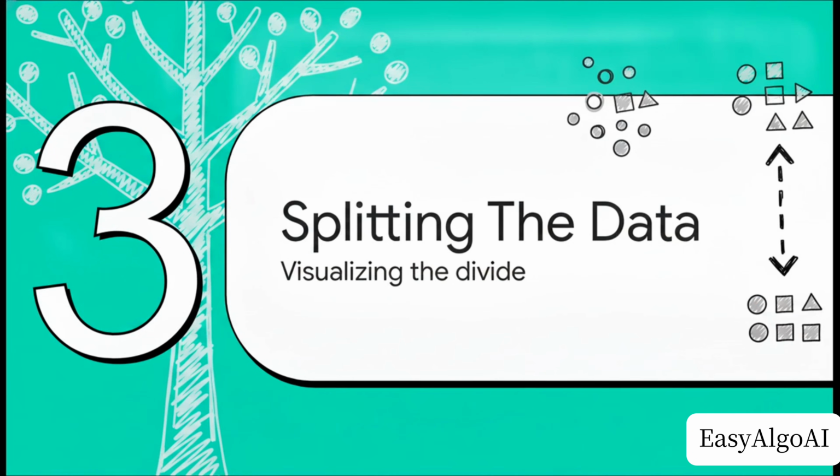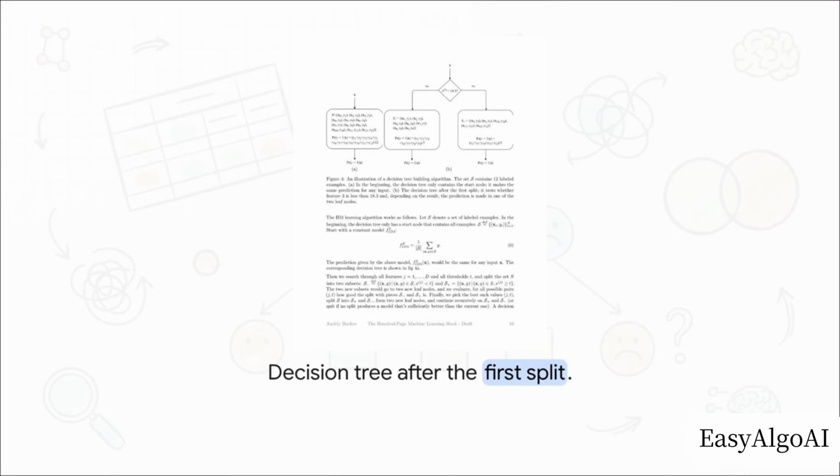Section 3. Splitting the data. Check out the start node here to see this in action. We begin with our whole dataset, which in this case is 12 labeled examples. The ID3 algorithm evaluates the features and decides the absolute best first question to ask is feature 3 less than 18.3? Based on that one question, the data is physically split into 2 separate subsets. It sends the yes examples over to the left leaf and the no examples to the right leaf. It's elegantly simple when you actually see the split mapped out mathematically like this.